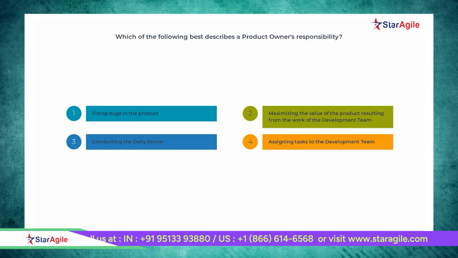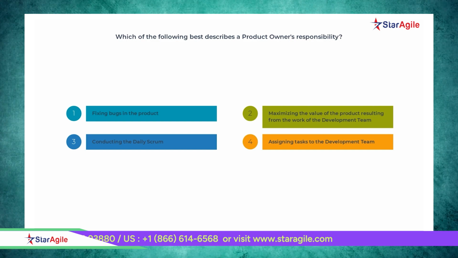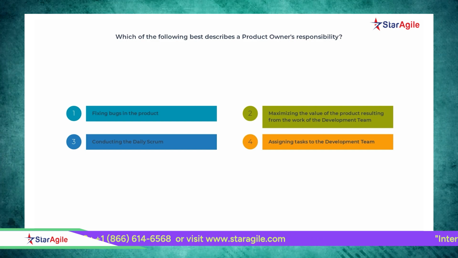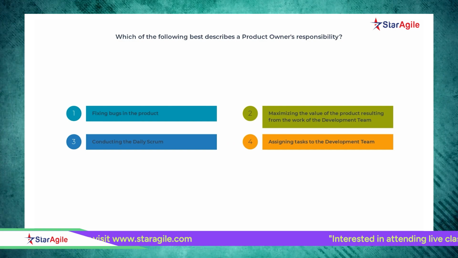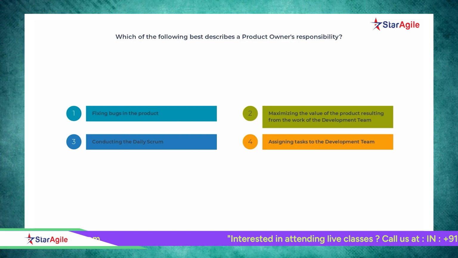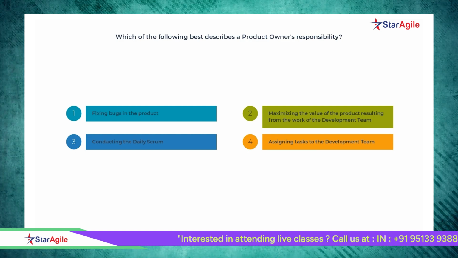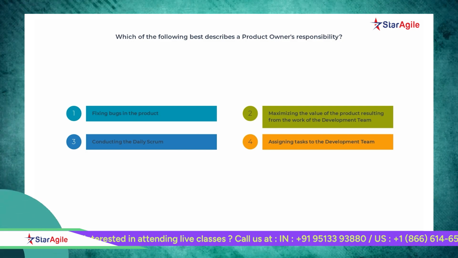Which of the following best describes a product owner's responsibilities? Is it fixing bugs in the product, or maximizing the value of the product resulting from the work of the development team, or conducting the daily scrum, or assigning tasks to the development team? You would have guessed it by now.